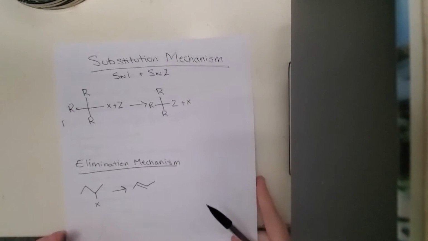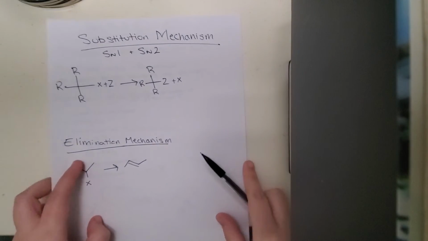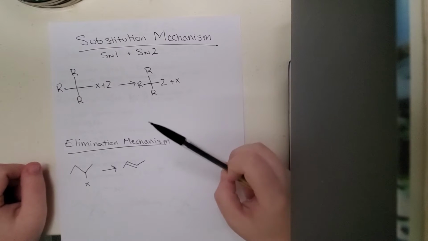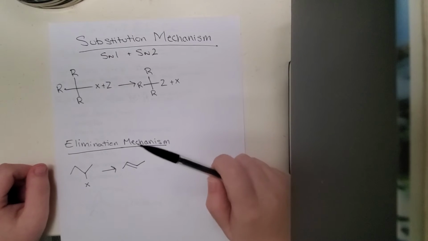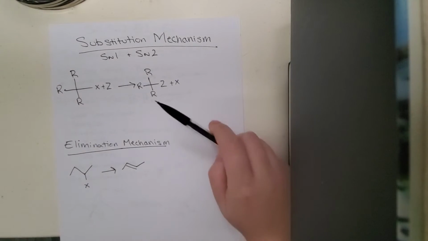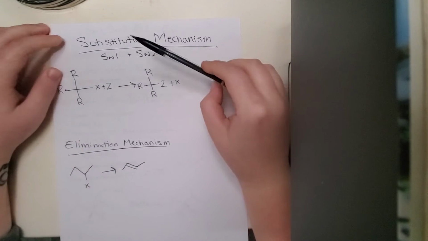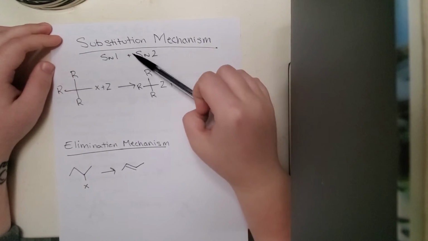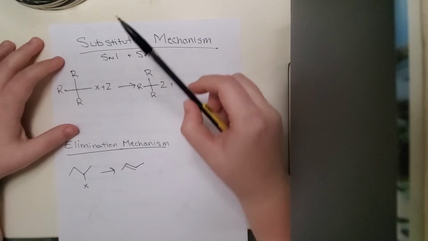Alright, so today I'm going to talk to you guys about the SN1, SN2, E1, and E2 reaction mechanisms. First I'm going to show you what they look like. The SN1 and SN2 are substitution mechanisms.